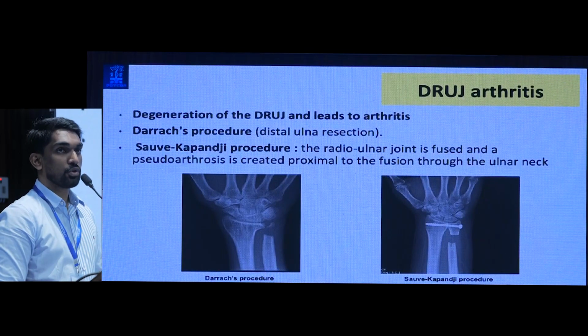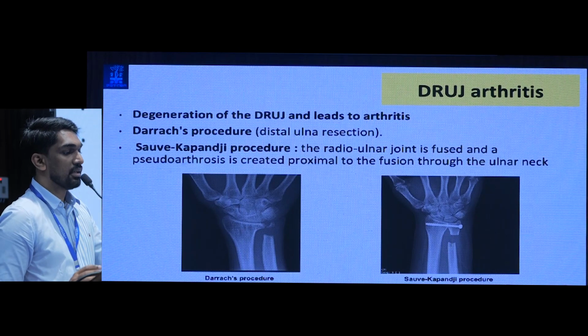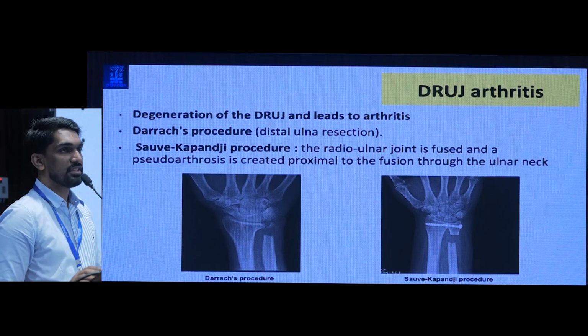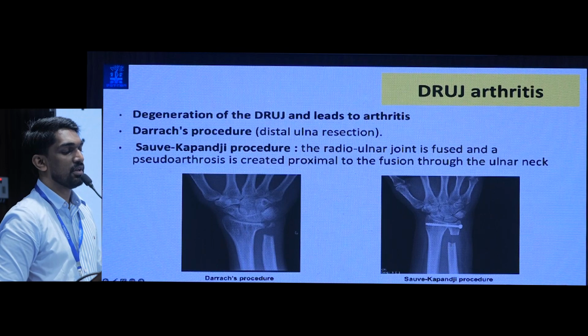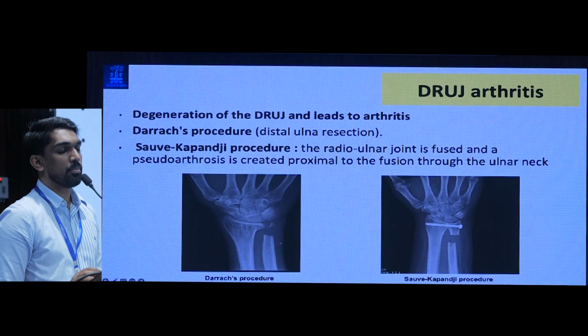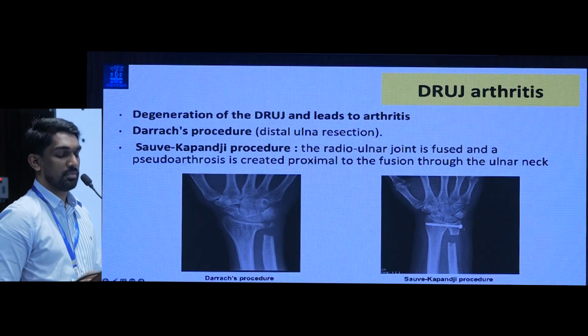And the last, we'll have a note on the arthritis. If there is long-term instability, it leads to arthritis, then it warrants some salvage procedure, mainly the Darrach procedure, where the distal end of the ulna is excised, or the Sauvé-Kapandji, where the radioulnar joint is fused and a pseudoarthrosis is created proximal.